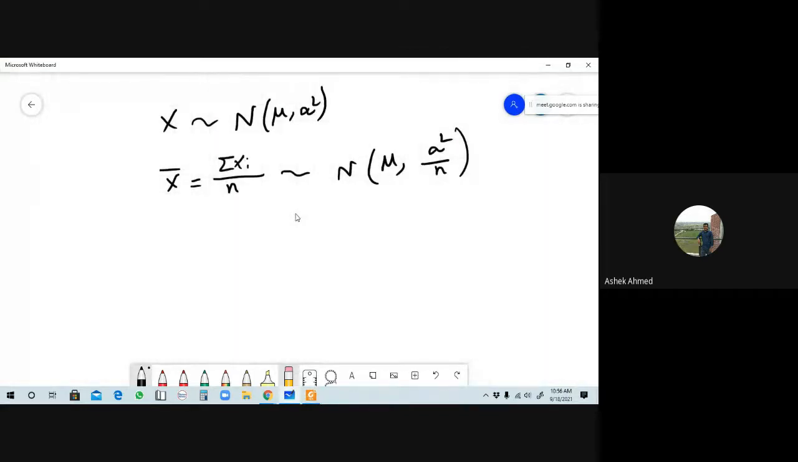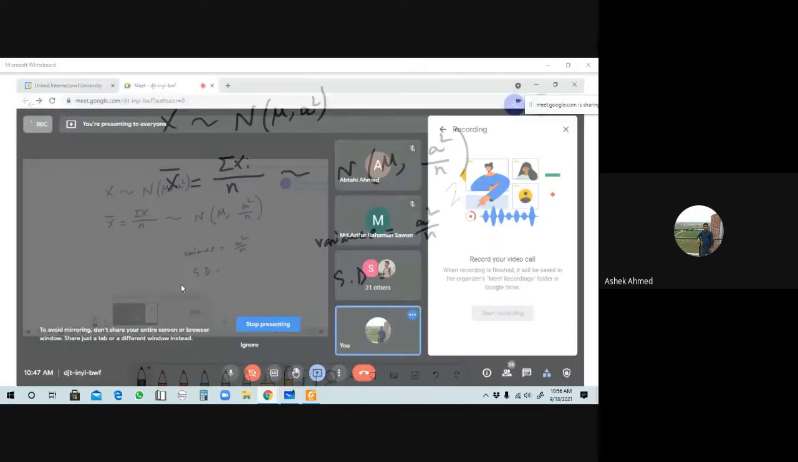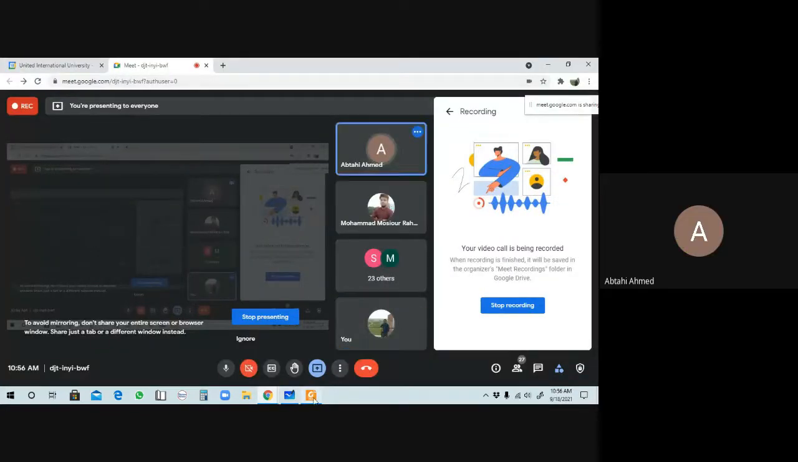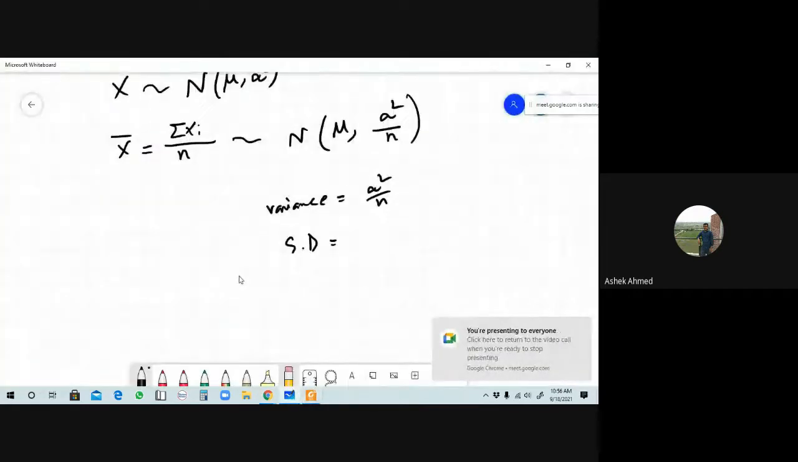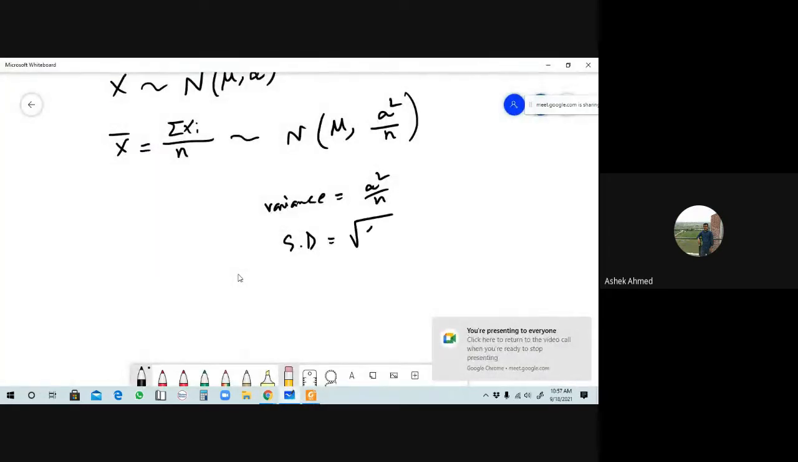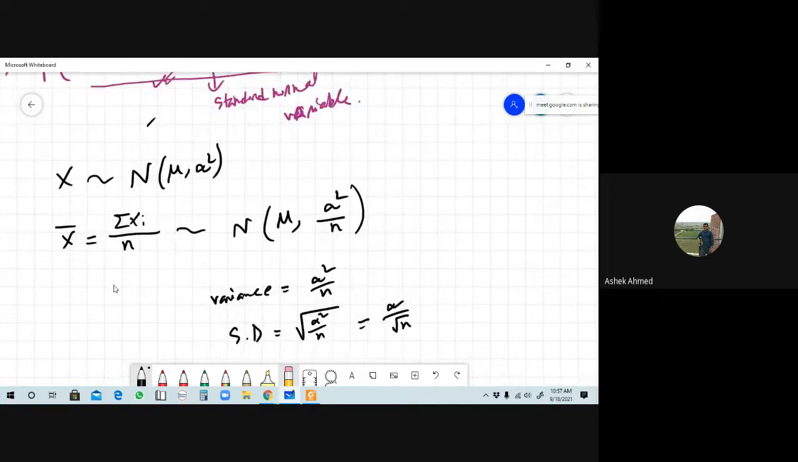So from here, the variance is sigma square by n. Tell me, what is the standard deviation? What is the relationship between variance and standard deviation? It is the square root. So the standard deviation is the square root of the variance, sigma square by n, which is sigma by root n.